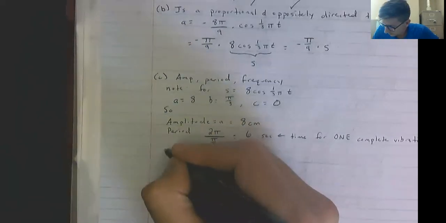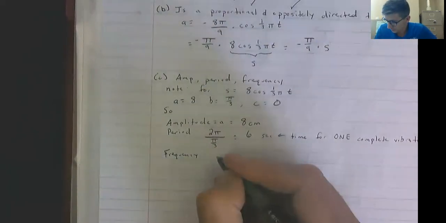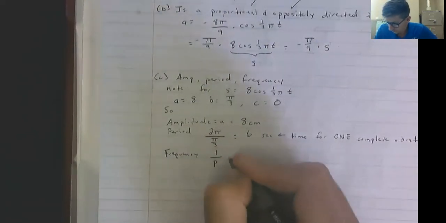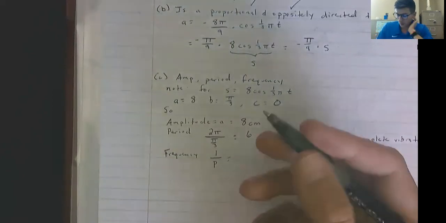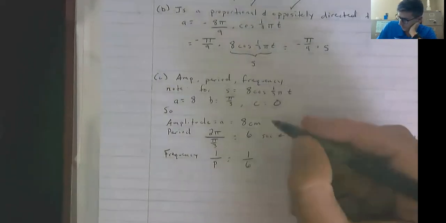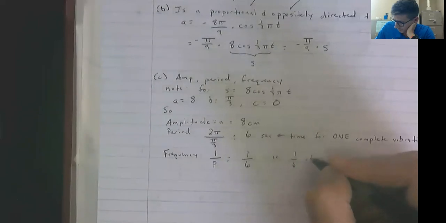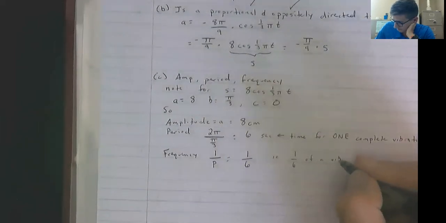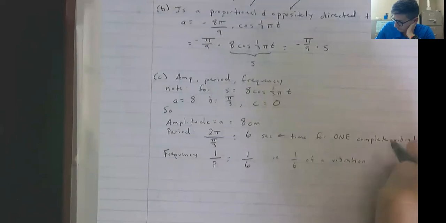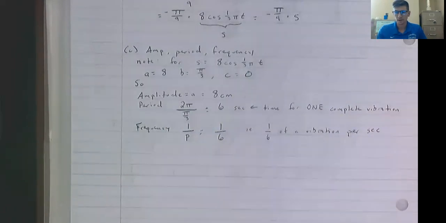And then our frequency, the last guy, is 1 over the period that we just figured out, which means 1 over 6. So in other words, 1/6 of a vibration per second, which makes total sense. If it's 6 seconds for one vibration, if you count off a second, you've gone 1/6 the way through.